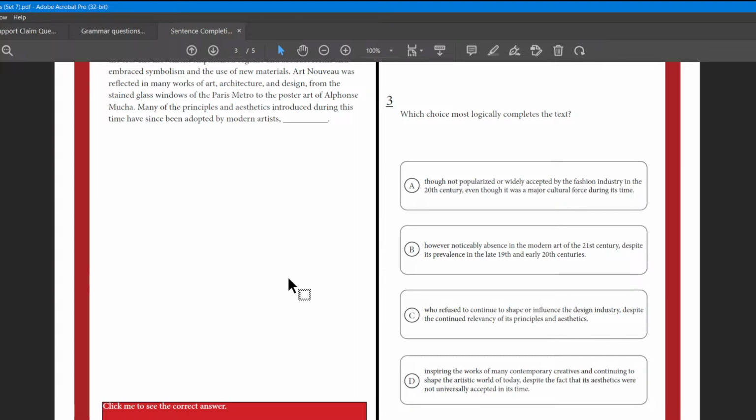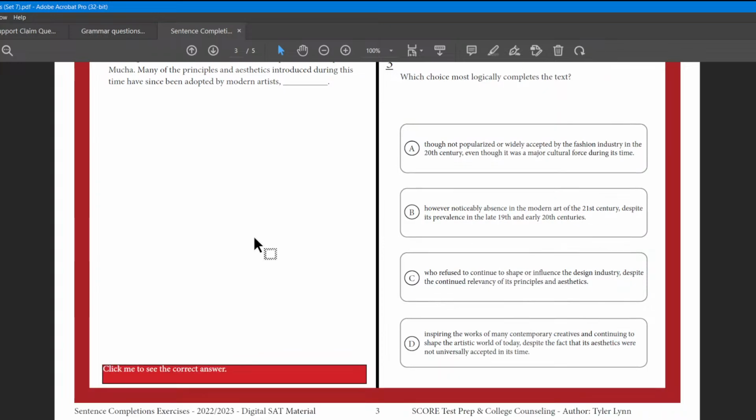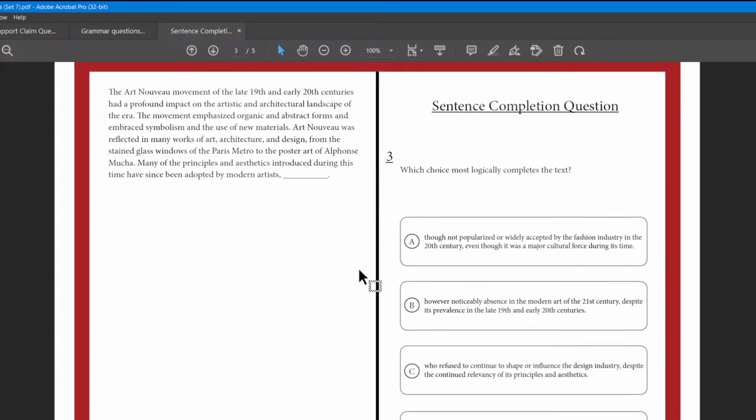Michelle, you got a different thought here. What did you think about C? Yes, so because they said that they were inspired by the Art Nouveau, I just interpreted that they stopped maybe having some creativity and then shaping and influencing the design industry. Okay. Yes. All right. So yeah, let's take a look. We'll take a closer look at that.